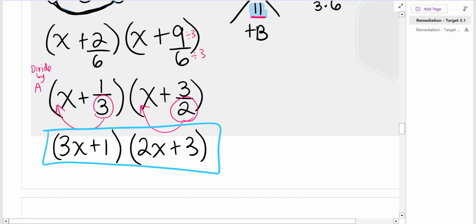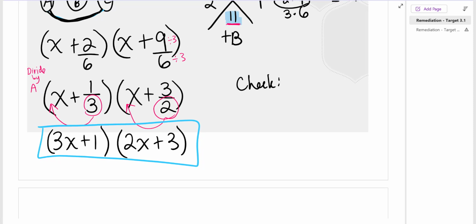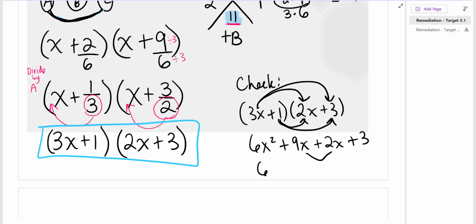Now, I'm going to show you how you can check your answer. This is not required. Okay, 3x times 2x is 6x squared. 3x times 3 is 9x. 1 times 2x is 2x. And 1 times 3 is 3. We can combine the like terms, so it's 11x plus 3.